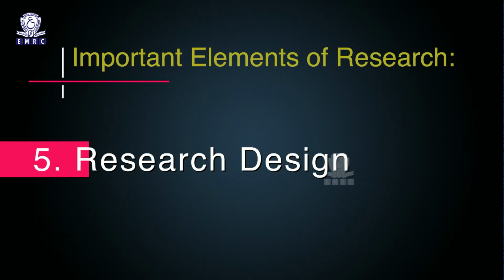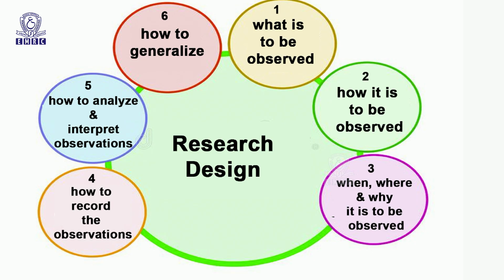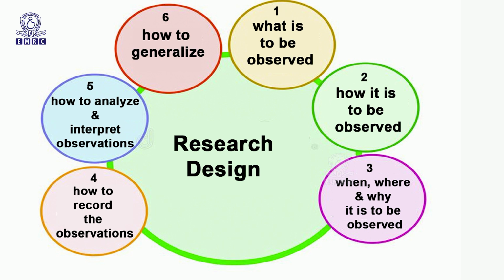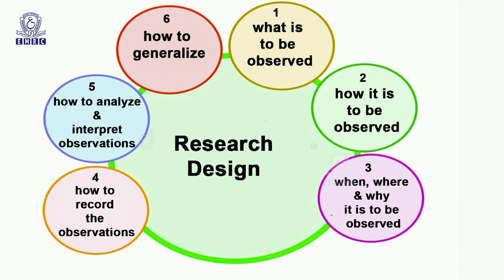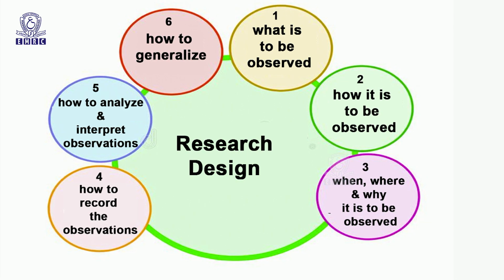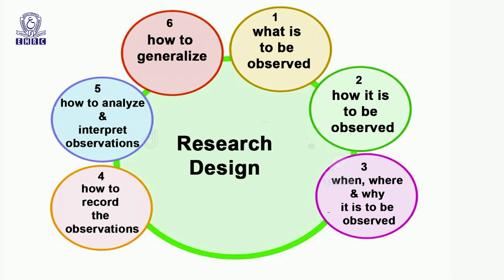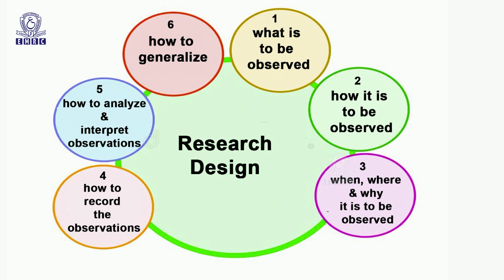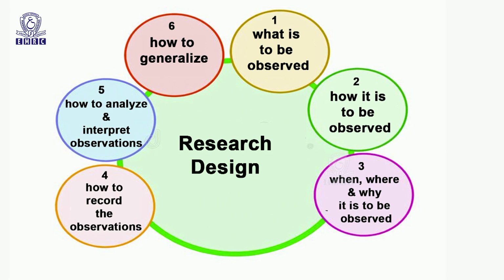Hypothesis helps in testing and suggesting theories, describing social phenomenon and refuting common sense notions. Research design is a strategy of conducting research. It plans what is to be observed, how it is to be observed, when, where and why it is to be observed, how to record the observations, how to analyze and interpret observations, and how to generalize. Research design is a detailed plan of how the goals of the research will be achieved. It is a master plan specifying the methods and procedures for collecting and analyzing needed information.